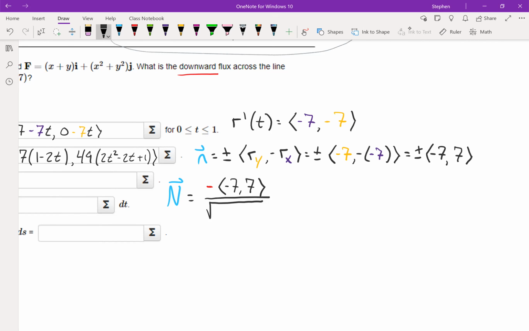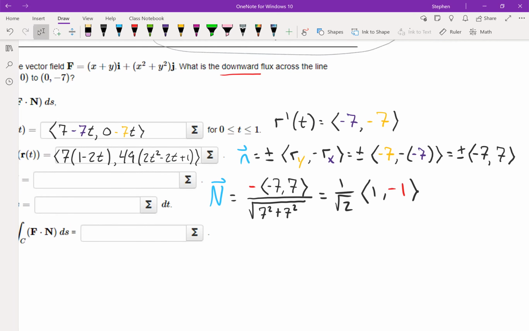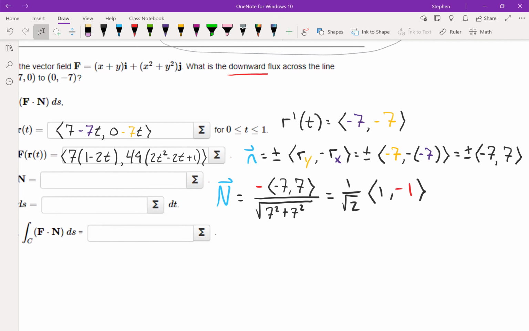I also need the magnitude of that vector in the denominator, which will be the square root of 7 squared plus 7 squared. Simplify that whole mess out. I'm going to get 1 over the square root of 2 times the vector 1, -1. Again, it's important that the y component of that normal vector be negative so that we have a downward oriented normal vector. So 1 over root 2 times the vector 1, -1.